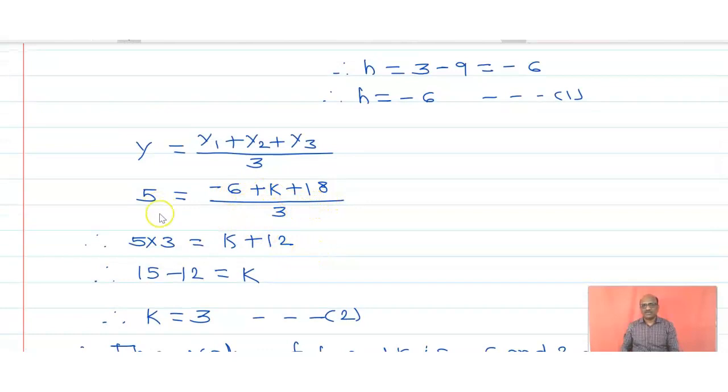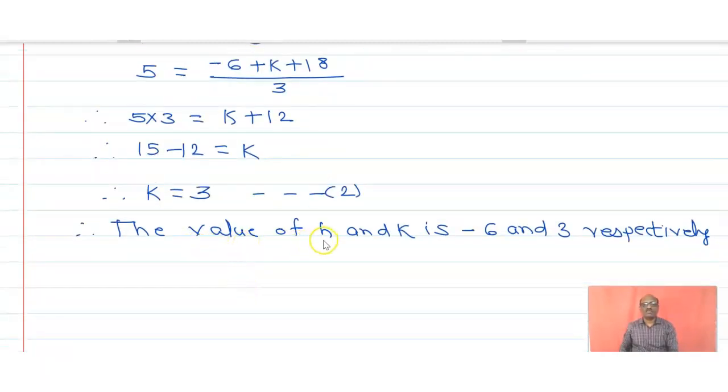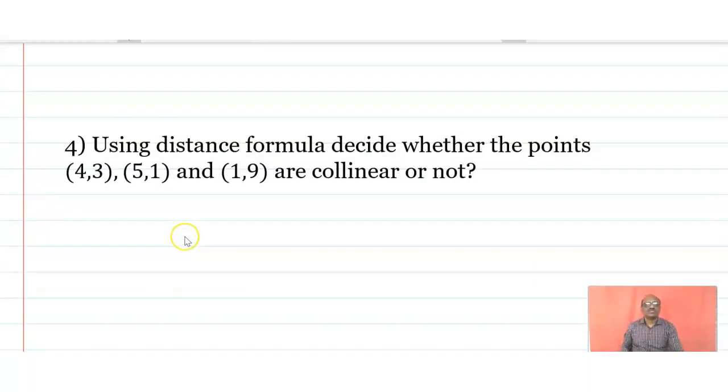5 into 3 is 15. We get 12, that is k plus 12. 5 into 3, 15. 15 minus 12 is equal to k. Therefore k is equal to 3. Therefore the value of h and k is minus 6 and 3 respectively. Now the next question.